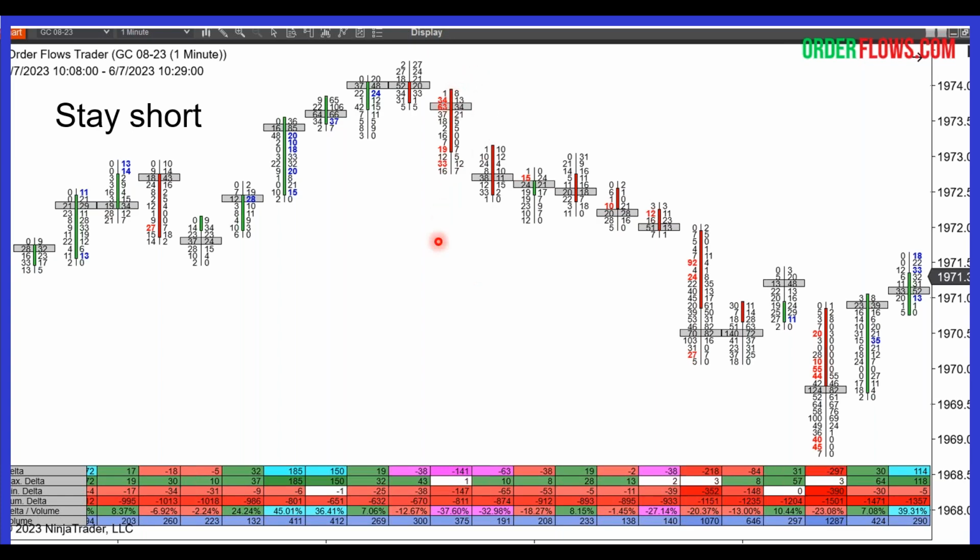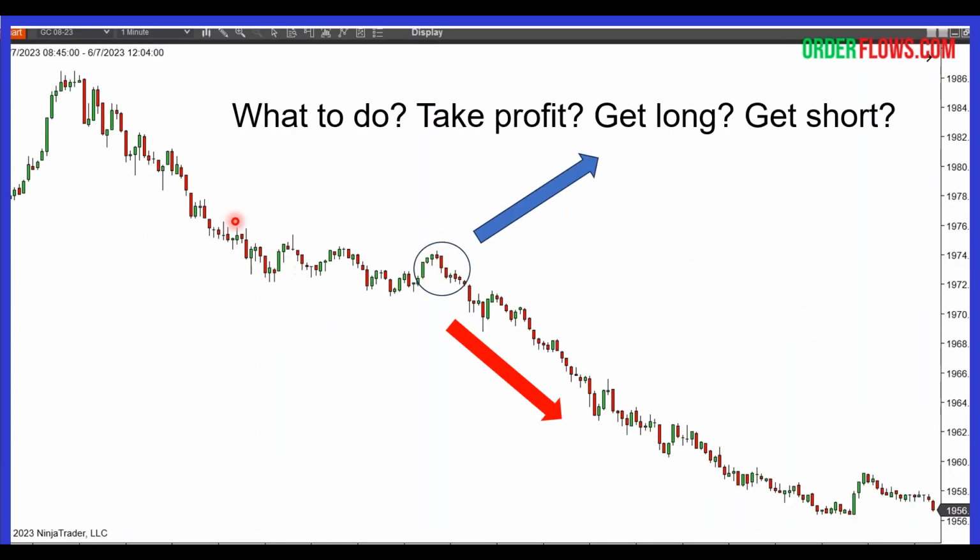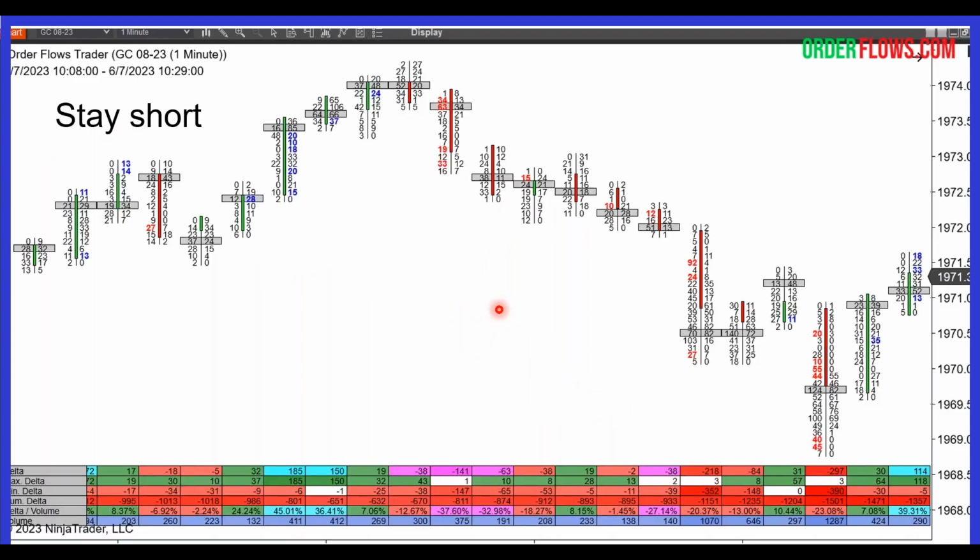And knowing that information, if you are short, you can stay short, right? If you got long in here, you got to get out, maybe even get short. Okay, so that's how order flow is going to help you.